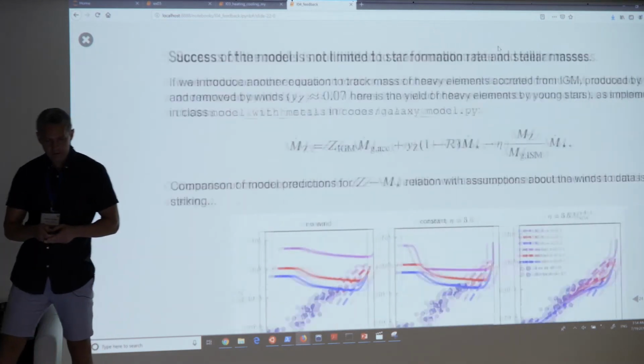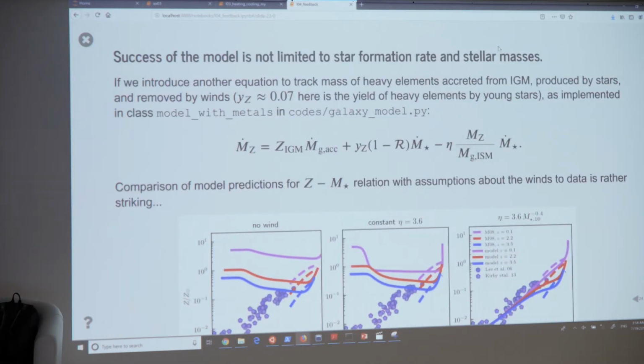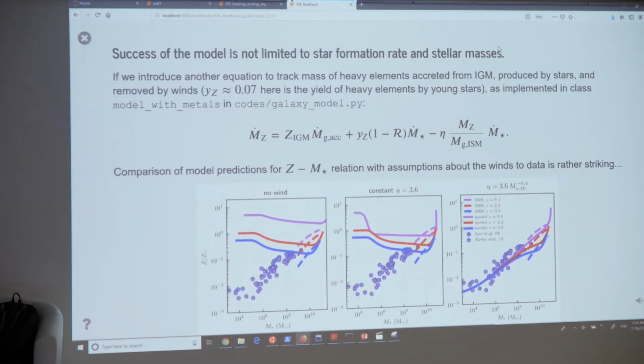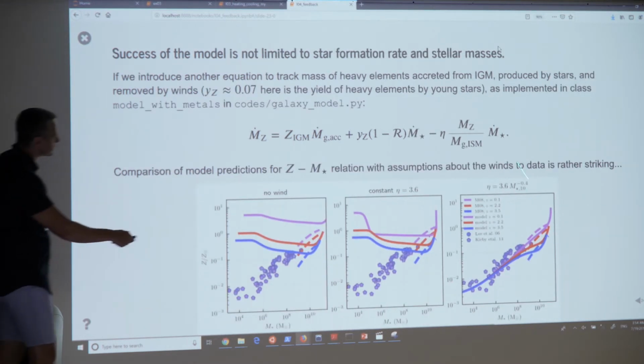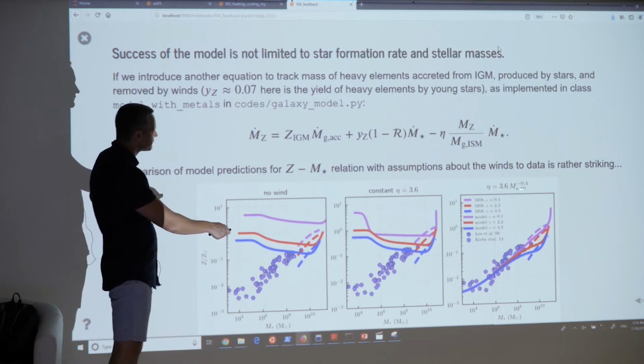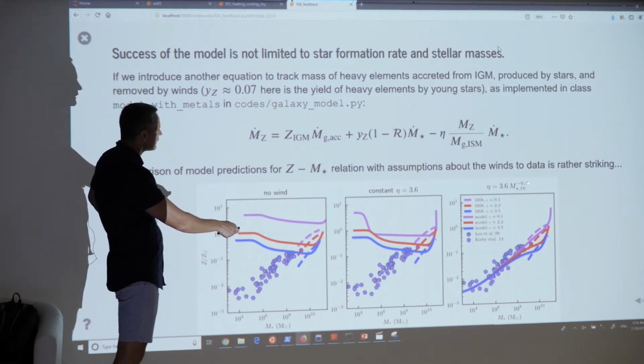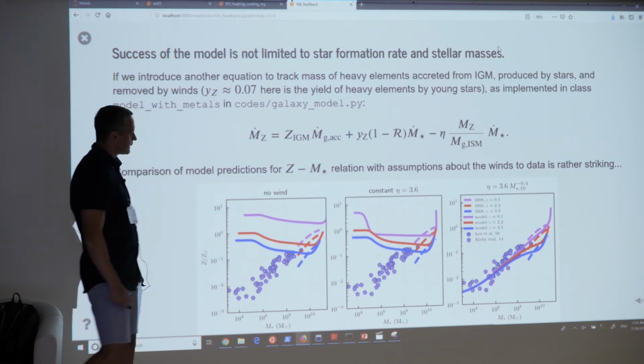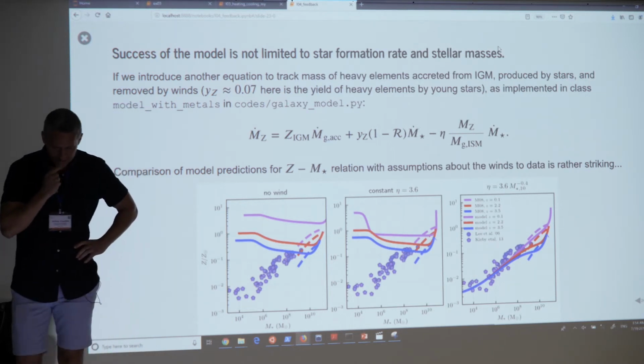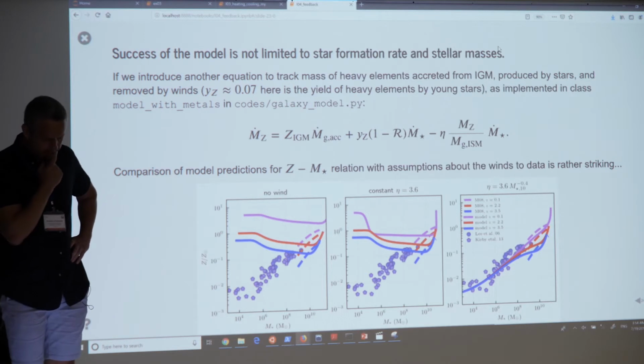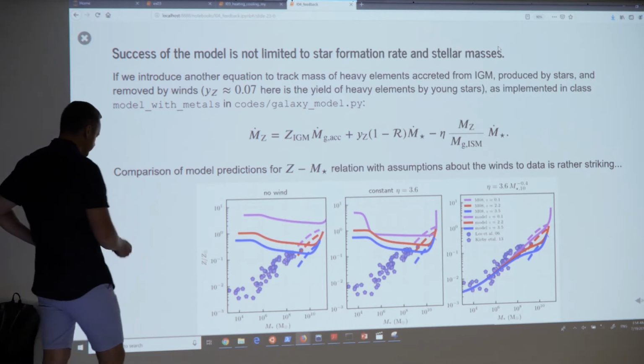Okay? So here's another result. I'm not changing the model. Maybe different plots were made with somewhat different parameters, but I think it's actually minus 4.5 here. I'm not changing them significantly. And this is a prediction for the abundance of heavy elements as a function of stellar mass.